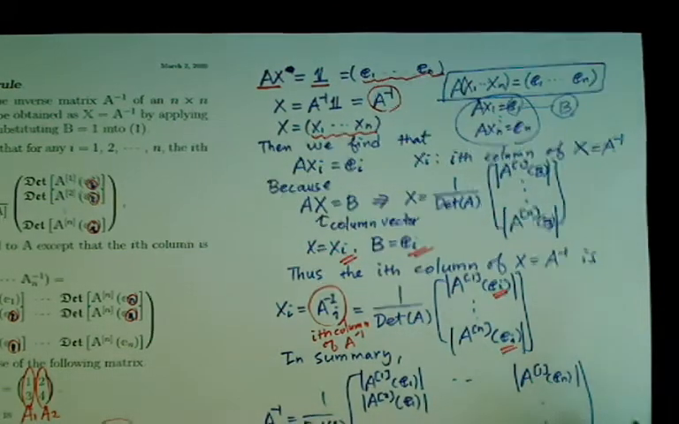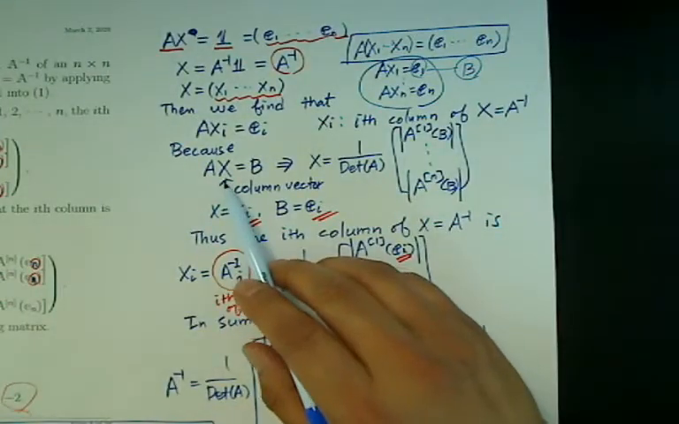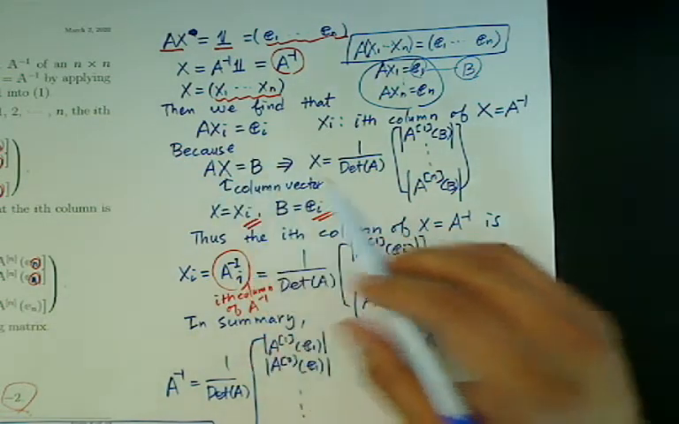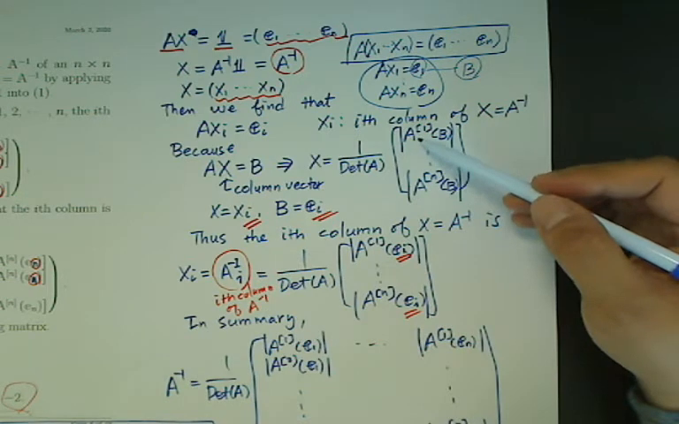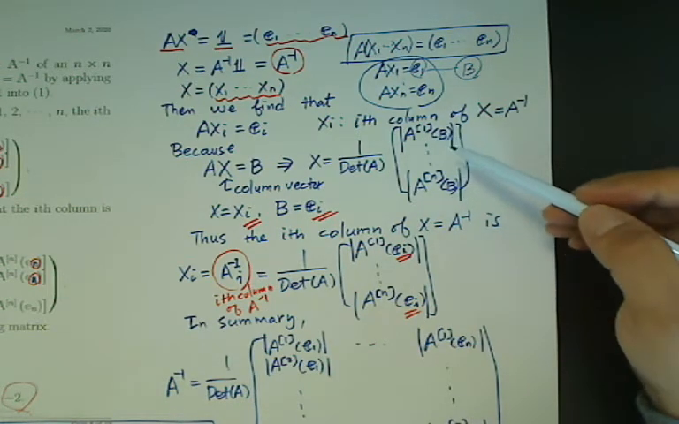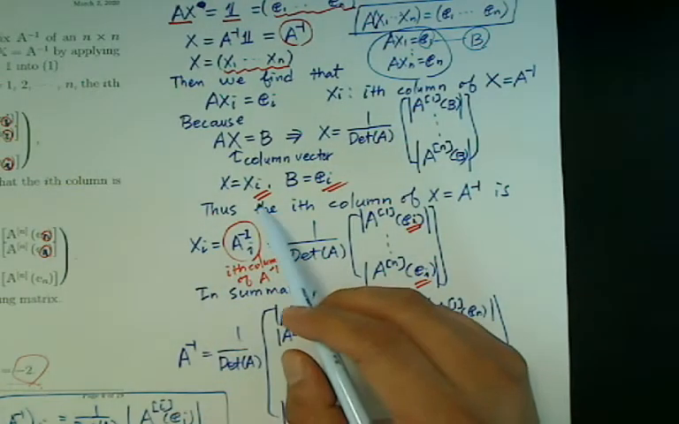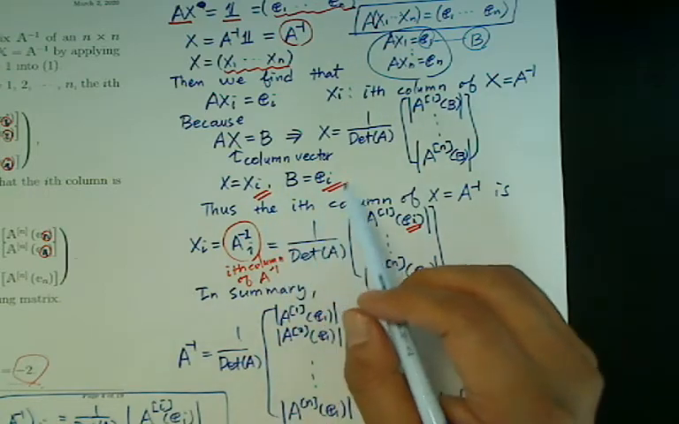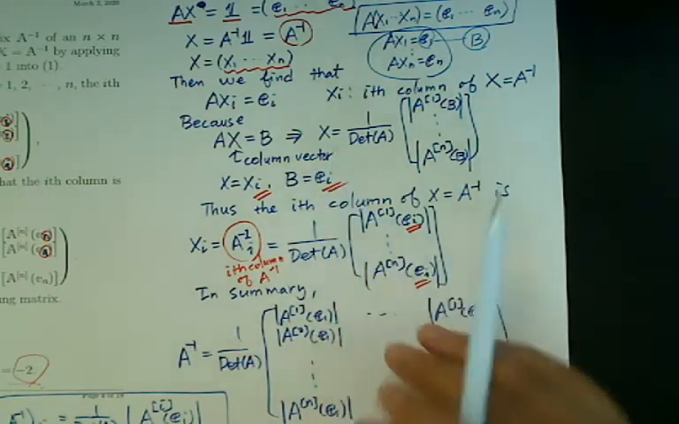As a result, we recall that single column equation. This one is from A1 to AN. That means the ith column is replaced with B. But now the ith column of this inverse matrix is to be replaced with EI.